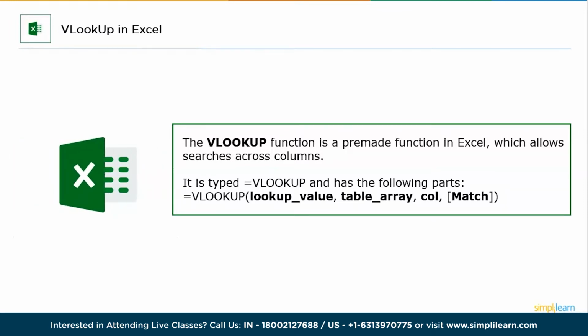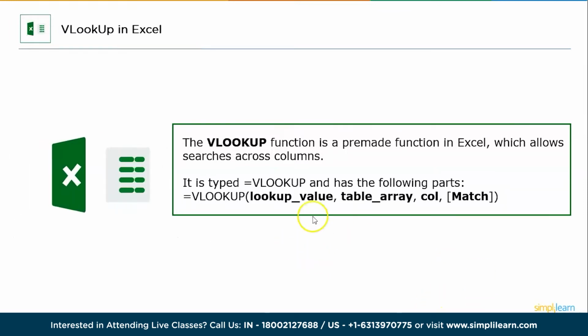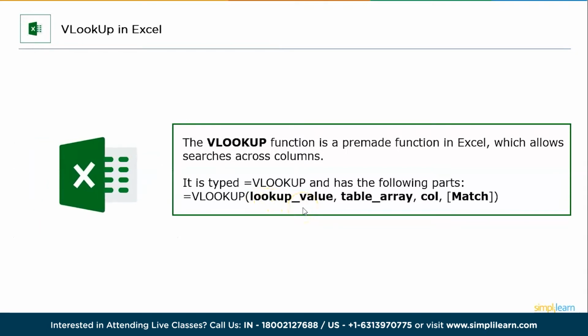So the syntax for Vlookup is as follows. We will have a lookup value, that is the cell address or the value which you are looking for, and the table array, which is the range of elements that you want to look through, and the column index, which is the resultant column from which you want the result, and the match. Is it supposed to be an exact match or the nearest match?